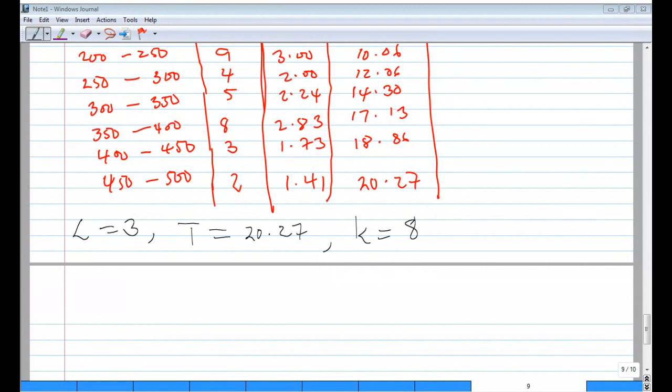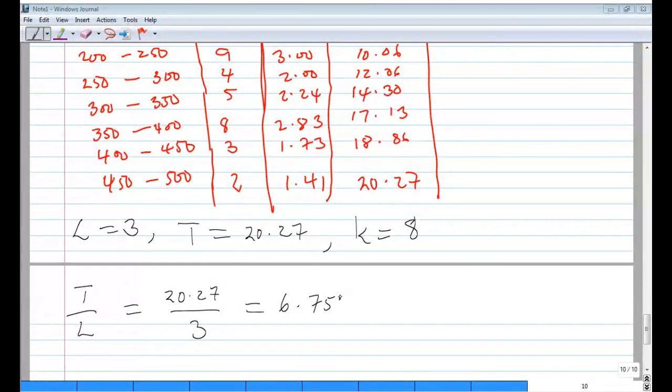Now, the first step that you have to do is to find T over L. Calculate T over L. T is equal to what? 20. L is what? 3. What is the answer there? Answer, please. 6.757. That's the value, isn't it? The value that we got.